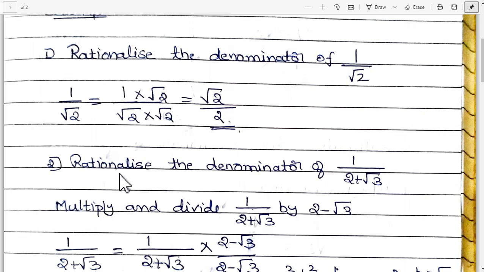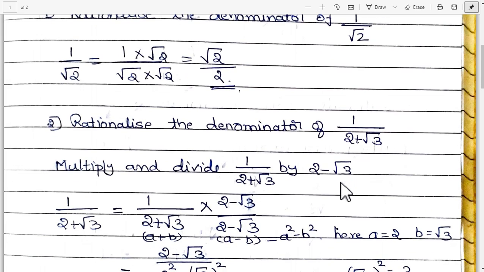Second example sum, rationalize the denominator of 1 by 2 plus root 3. Now here it contains two terms. In the previous one only one term was there. In this it contains two terms. Now how to rationalize the denominator of this expression, we will see.